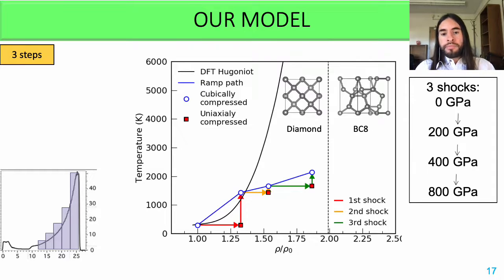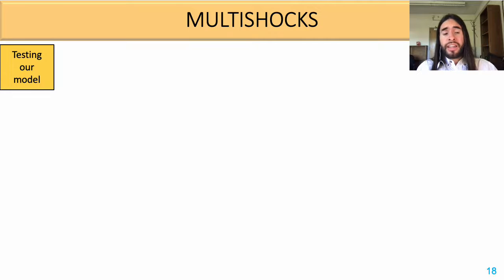validates our model. But how can we be certain that our model is valid? We do not have temperature measurements available to compare our predicted temperatures. So the next thing that we can do is to actually calculate the multishock curve. So this is what we did.